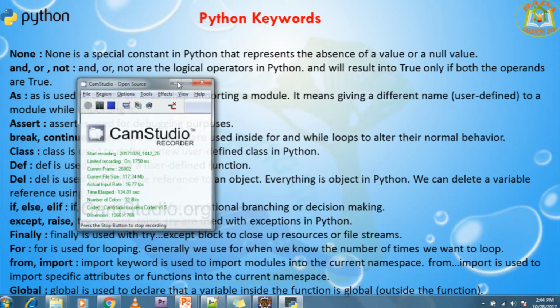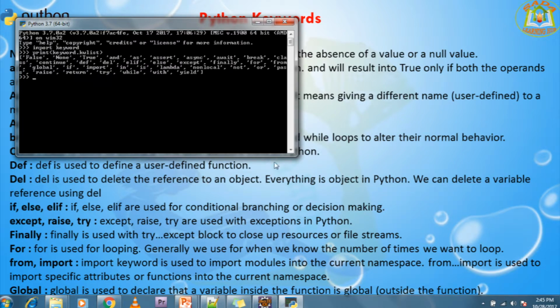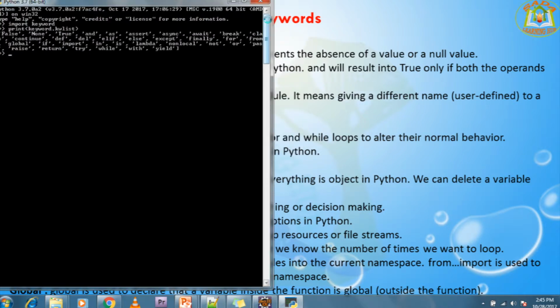For example, I am doing import keyword. Now after that I'm printing keyword.kwlist. This is the method; it will print all the keywords available in your Python.